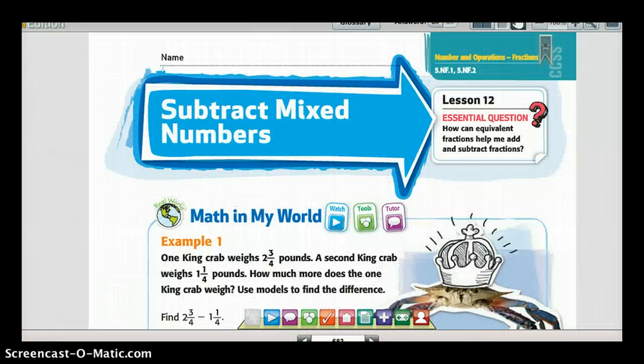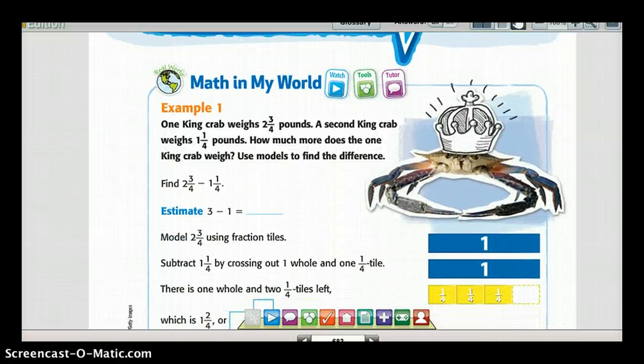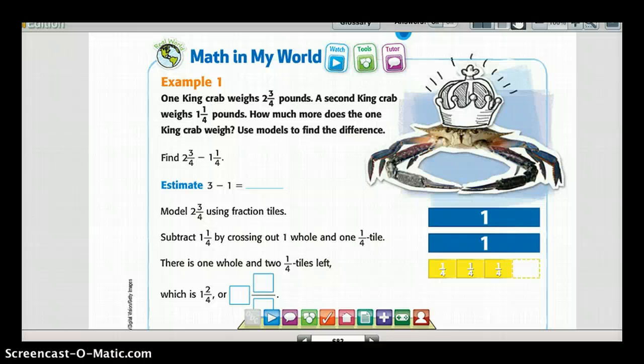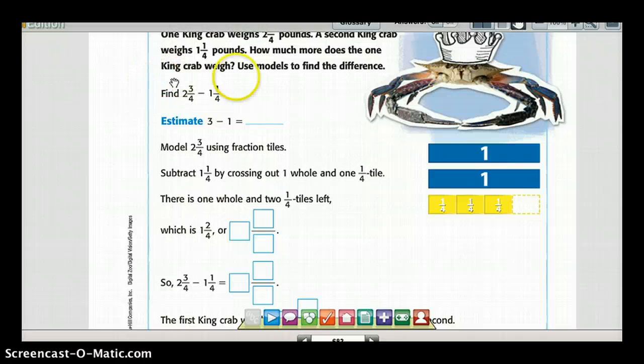Alright, here's the example in your book on page 683. So it says one king crab weighs 2 3/4 pounds, and the second king crab weighs 1 1/4 pounds. How much more does the one king crab weigh? So we have to subtract. So our subtraction problem is 2 3/4 minus 1 1/4. They already have common denominators, so we don't need to change that. Then we can first estimate and say, well, 3/4 is pretty close to 1 whole, so this is about 3. And 1/4 is pretty close to 0, so it's about 1. So we have 3 minus 1. Our answer should be about 2.